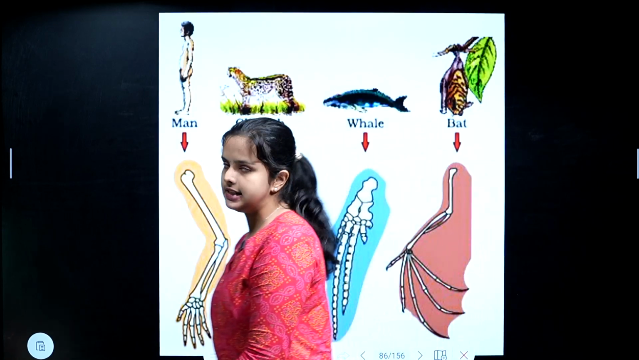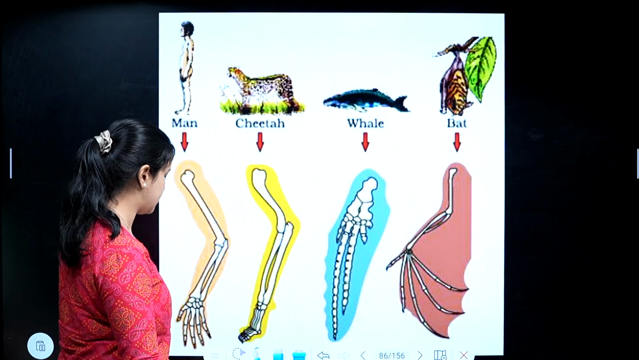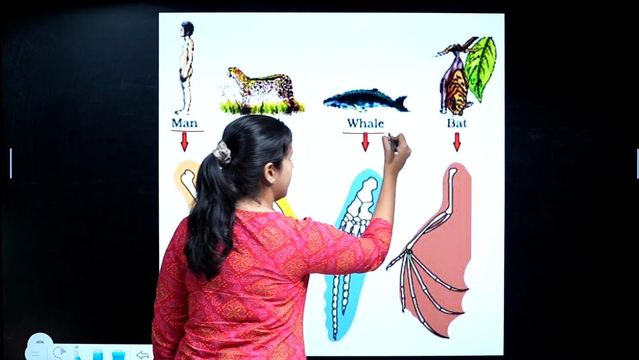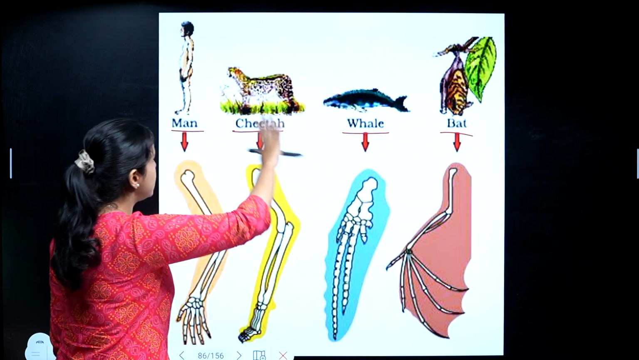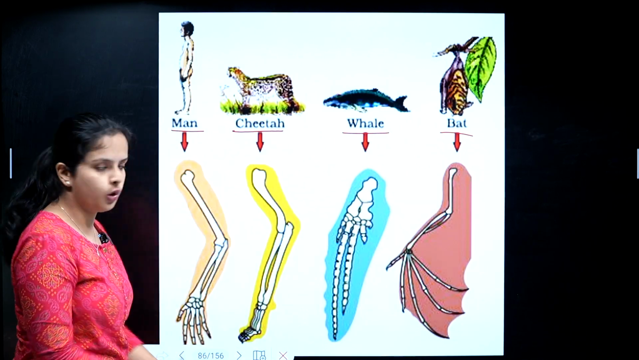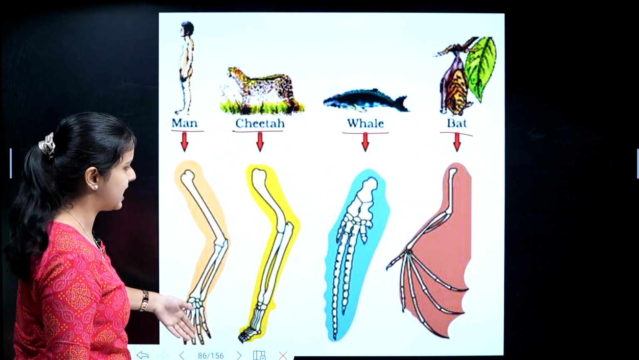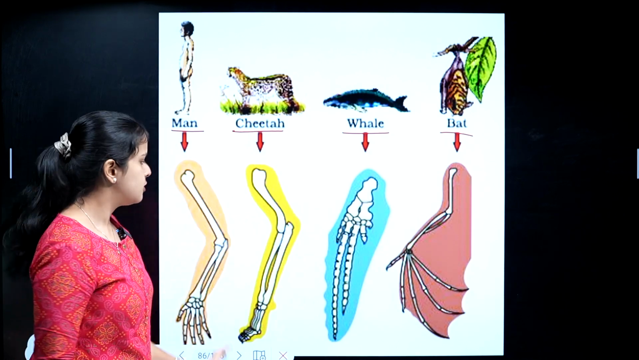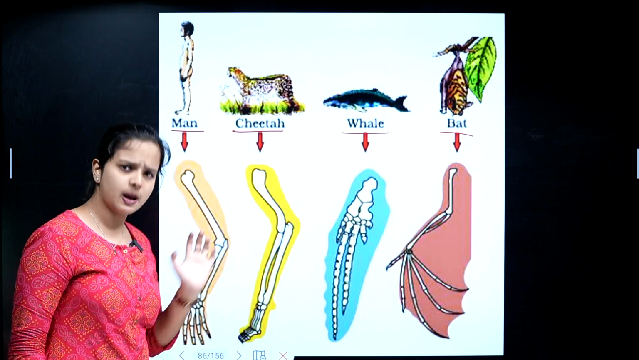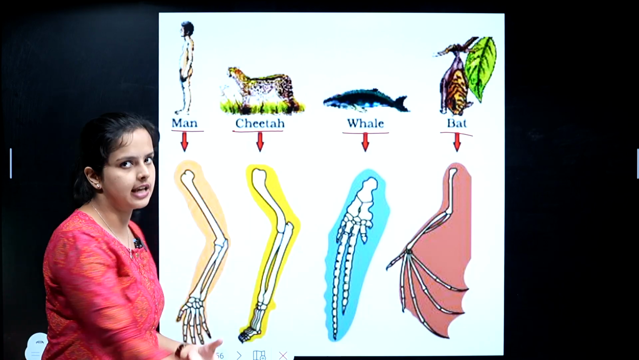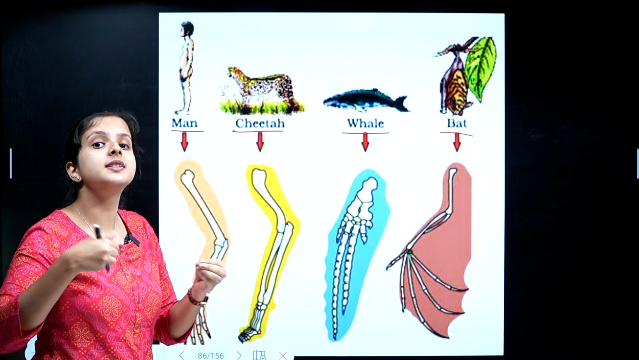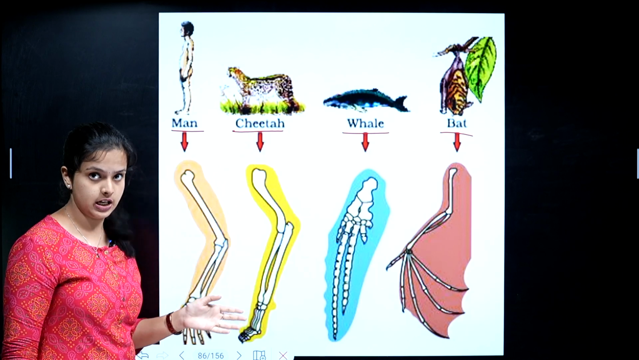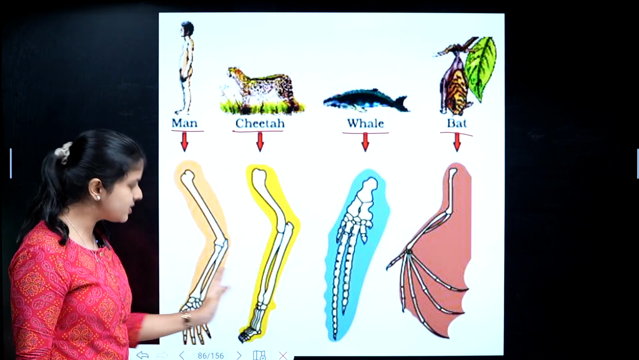See, this is the figure in your NCERT textbooks. What do you actually see over here? You can see a man, a cheetah, a whale, and a bat. All are mammals, right? In the case of man, this is how the bone arrangement of the hand, or forelimb, is, and this is the cheetah's, this is the whale's, and this is the bat's. If you look at this, you can observe that there is some kind of similarity. I'm not saying it's exactly the same, but there is some kind of similarity. Of course there is a similarity, especially in the case of man and cheetah. These are almost exactly similar, right?